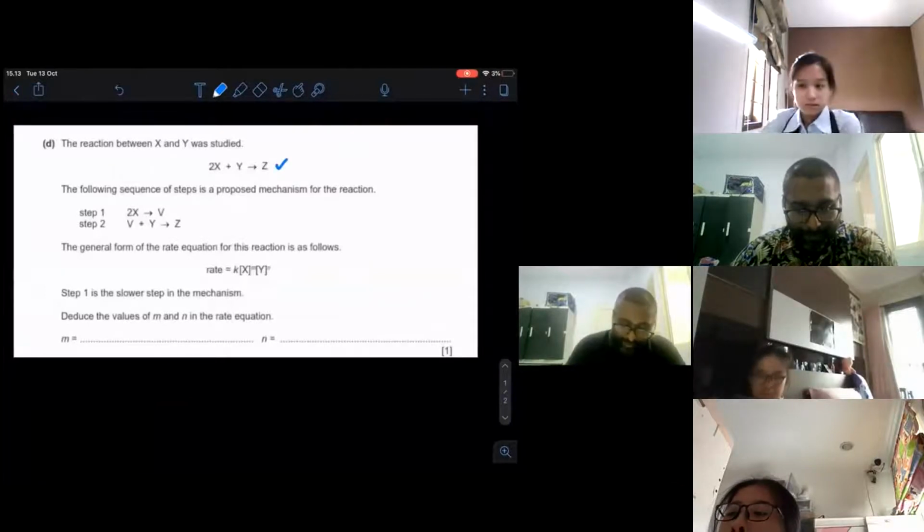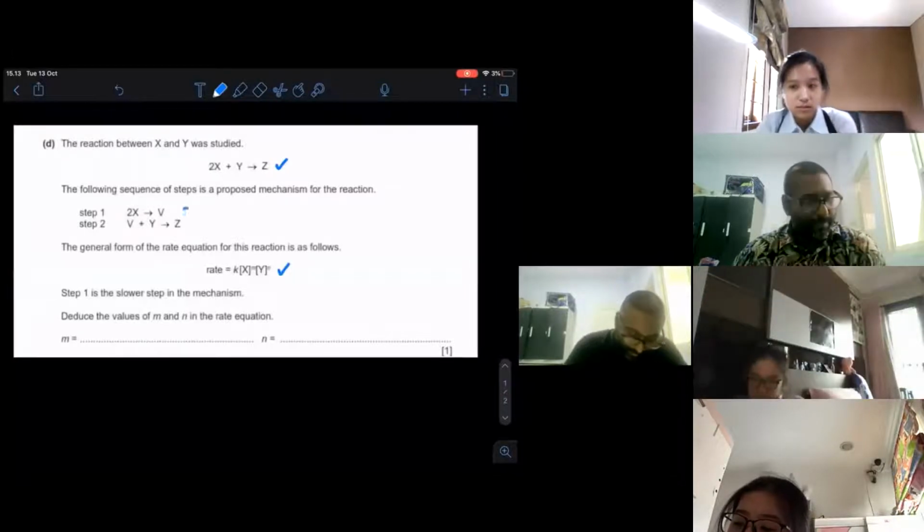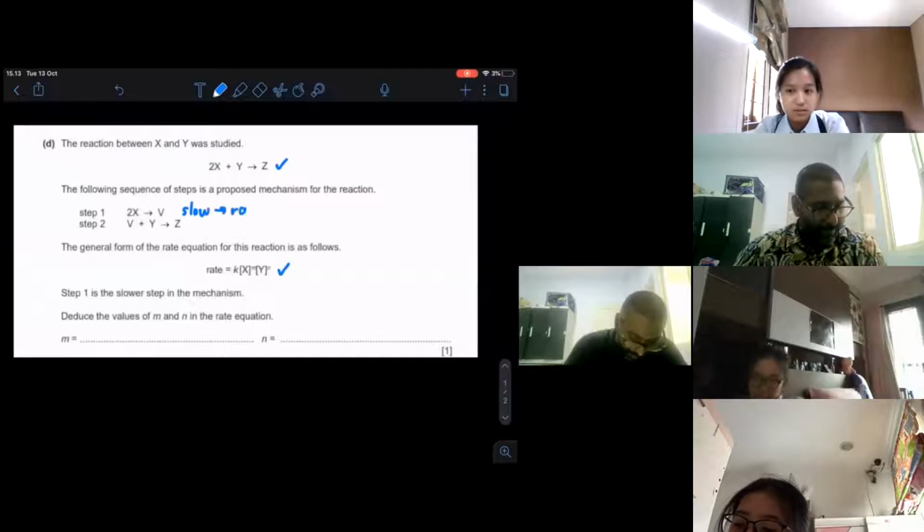You can see the first step does not involve Y. The Y just came in step number 2. The general form of the rate equation is given here. And then they mentioned that step 1 is the slower step. So this is the slow step, which is your rate determining step.